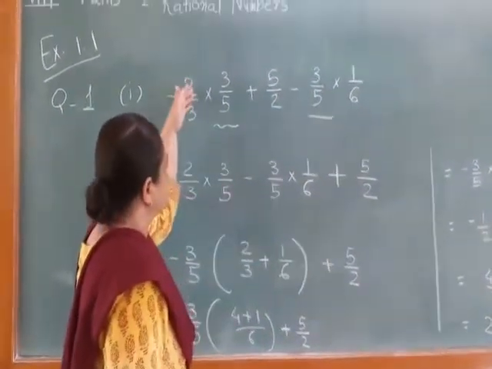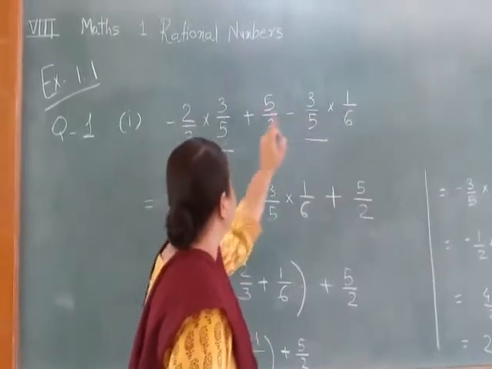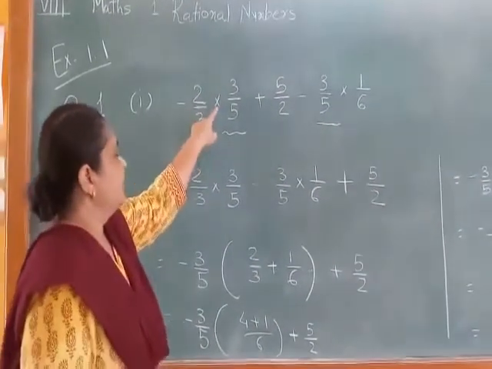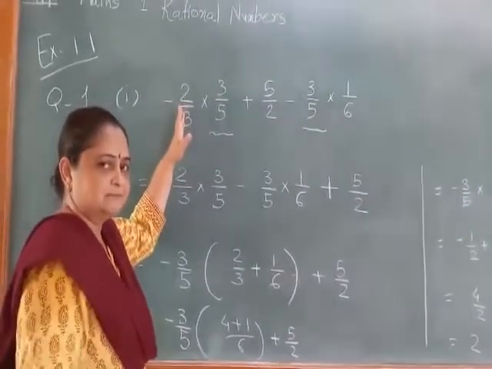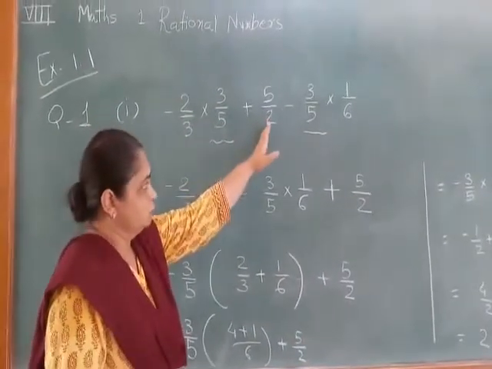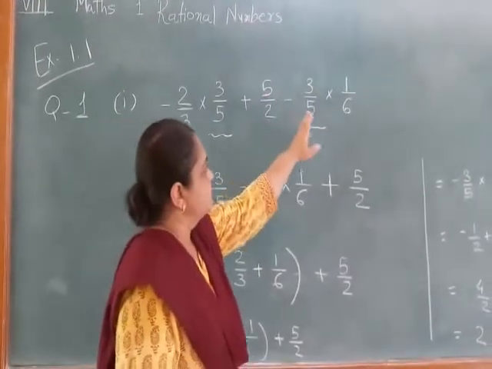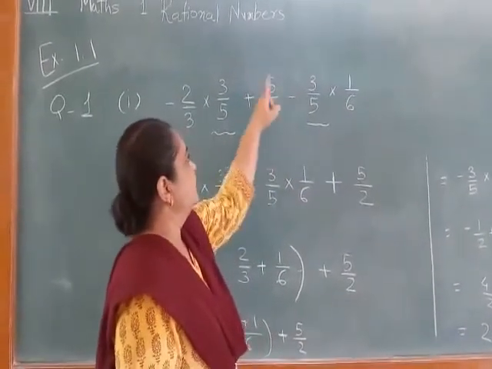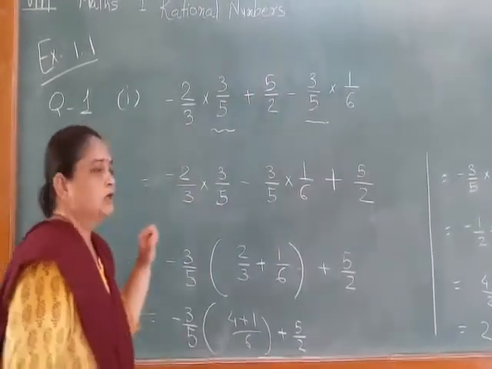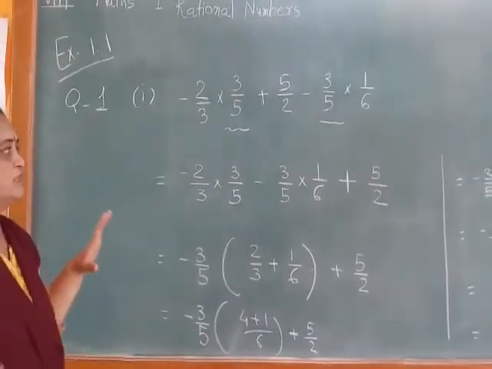How do you say this is first term, second term, third term? If two terms are attached with a multiplication sign, then it is considered a single term. This is term 2 and this is term 3, because here there is a minus sign before that, here a plus sign before that. So the whole question has, you can say, 3 terms.